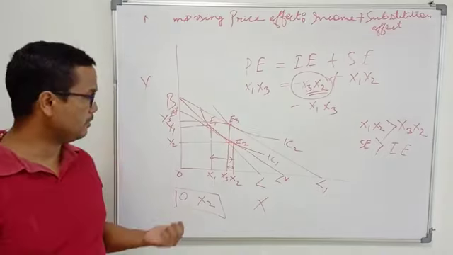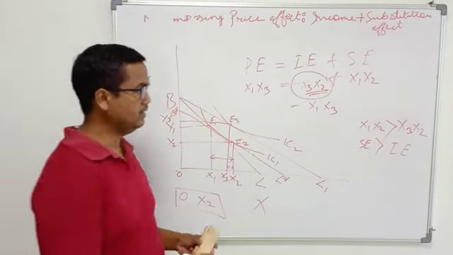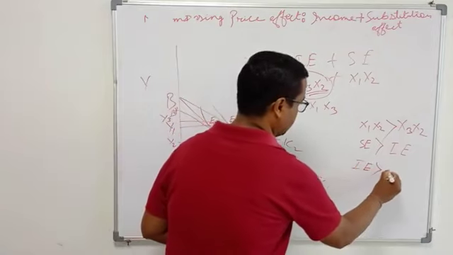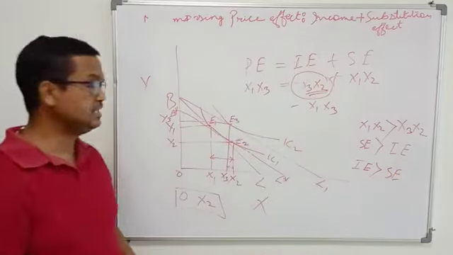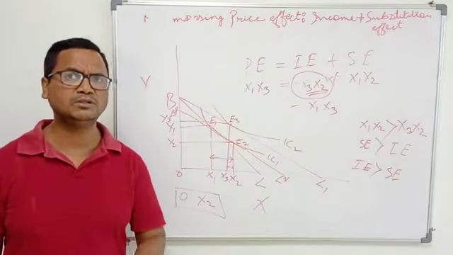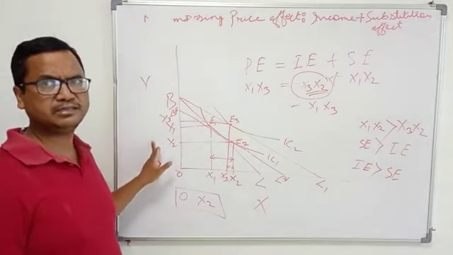So now another type of good is there, called Giffen good, where the negative income effect will be greater than the positive substitution effect. That means finally the demand, the consumption of X good, will go down. We'll draw that one. So I think it is clear.